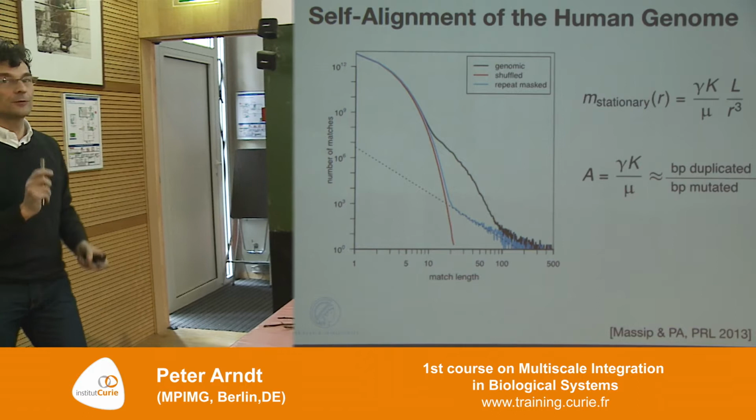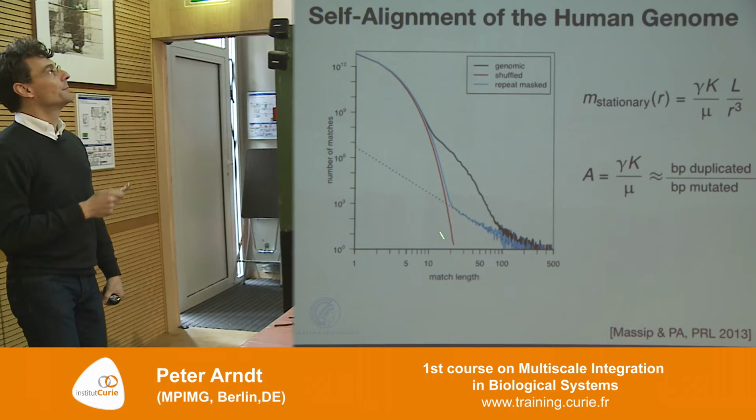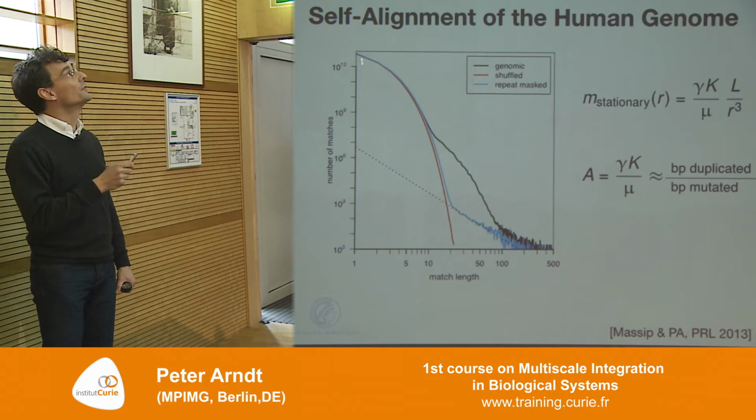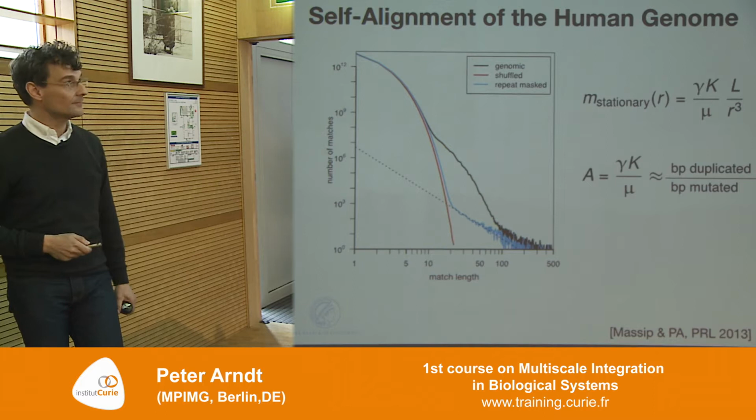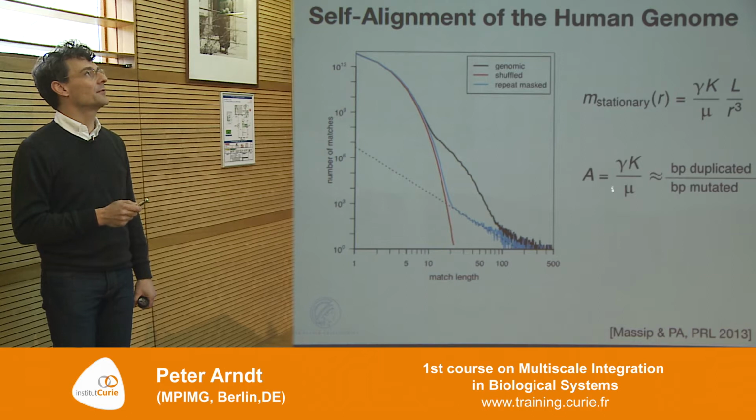So I just want to make one more point here. This is the diagram I showed you for the whole human genome. We see the red curve is the random IID curve, and this is after repeat masking, and we see this blue power law tail with minus three slope. And the prefactor from our stationary solution is just gamma times k over mu.